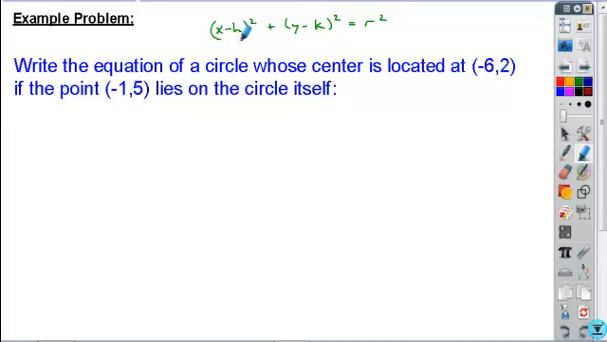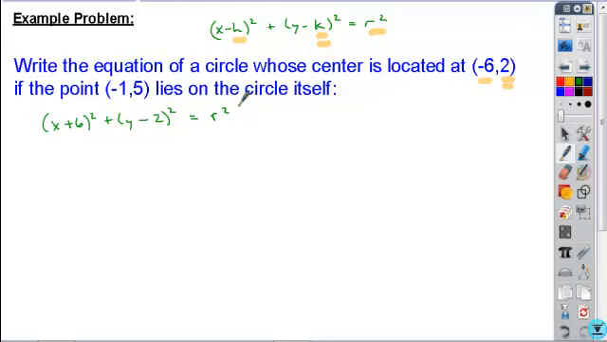All right, like I said, there are pretty much three parts to this answer: the h, the k, and the r squared part. Okay? You know the h and the k. Here's the h, and here's the k. So we can fill in that much of it. We know that this equation starts out x minus a negative 6 squared plus y minus a 2 squared, and that's going to equal r squared.